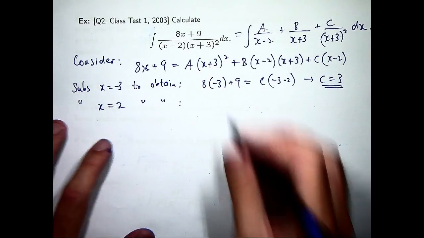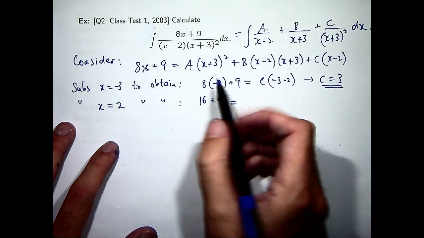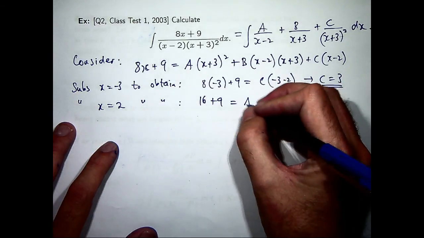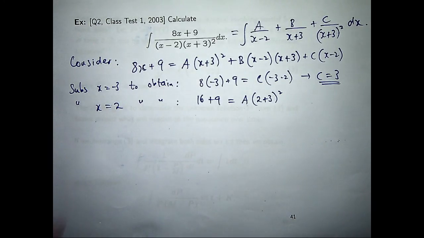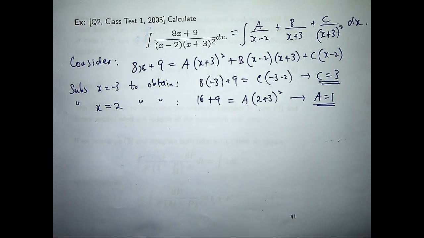All right, so if we sub in x equals 2, that's going to disappear, that's going to disappear, and we're going to be left with something involving a. Okay, so if you solve this, we'll get a equals 1. Okay, so we've got 2 of our 3 constants. We're feeling pretty good.